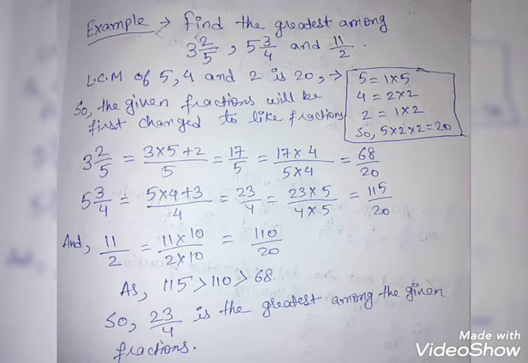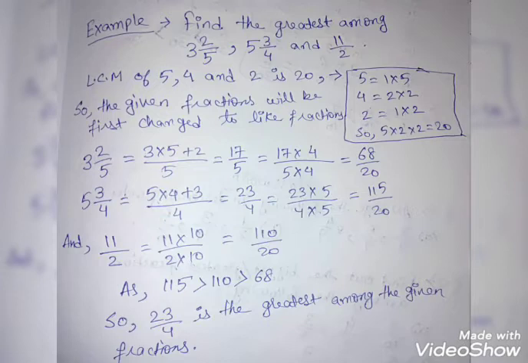Same thing will happen with 5 whole 3 by 4. It will become 115 by 20. And 11 by 2, which is an improper fraction already, will become 110 by 20. So here you have to remember that the denominator should be equal to the LCM. The LCM was 20, that's why we have multiplied with 4, 5 and 10 respectively.